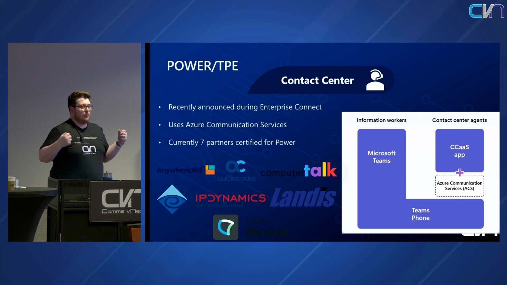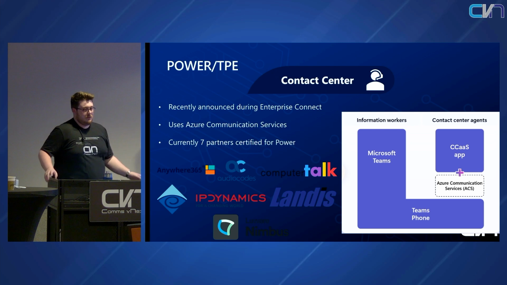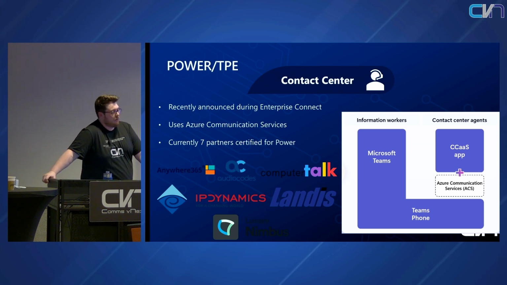Now that's slightly been opened up, and ISVs are able to jump in and create their own contact centers built on that connectivity and Azure Communication Services. There were 7 partners that were announced with the actual release of Power, or Teams Phone extensibility. One of those that's not on there is actually the Dynamics Contact Center as well, so technically 8. But yeah, definitely go out and have a chat to any of these if you are interested in that Power model.